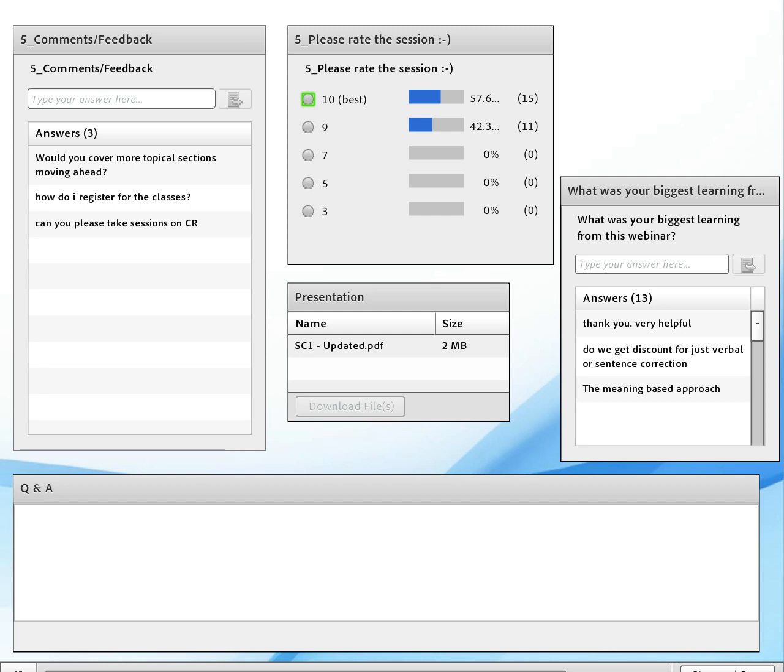Can you please take sessions for SCR? Absolutely. We will be conducting a session. As I said, Rajat would be doing that in 2 weeks from now.